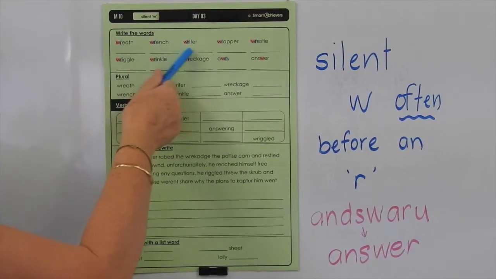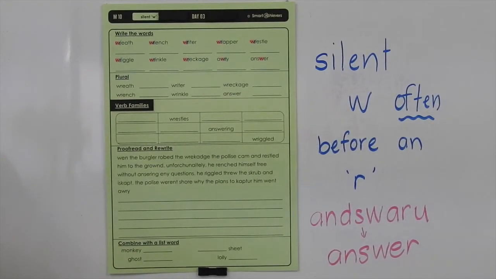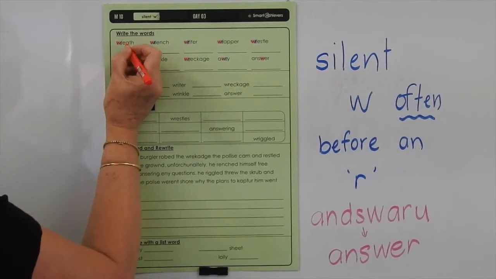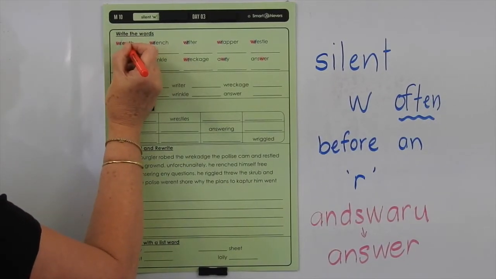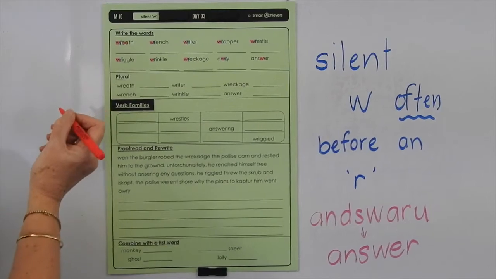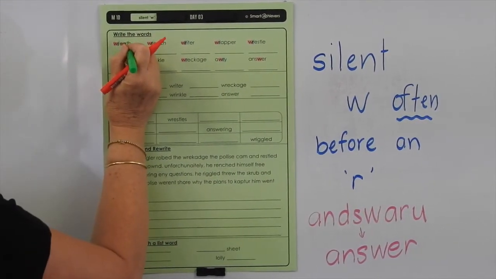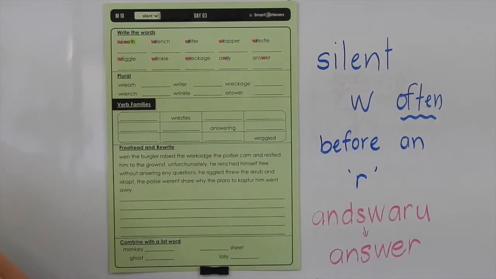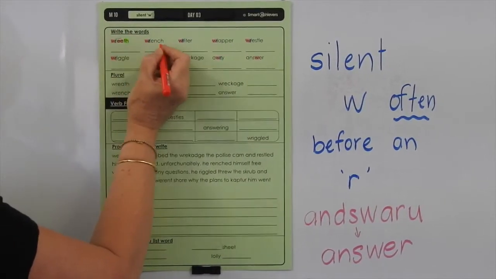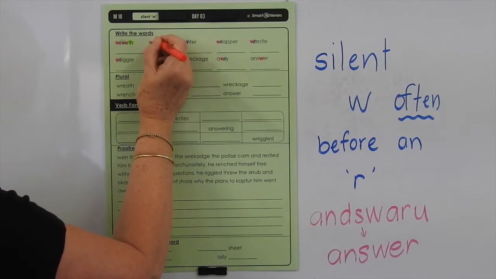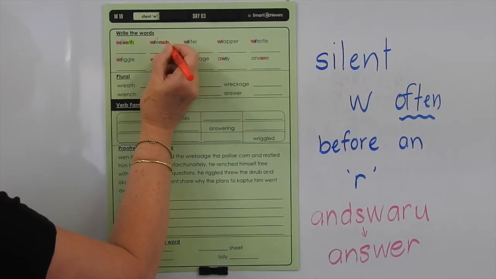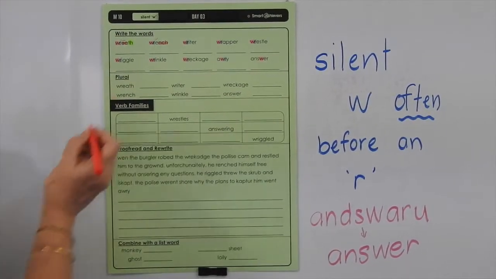So let's have a look at what we've got in these words. Apart from the silent W, which often precedes an R, we've got wreath. So we're going to colour in that long E sound too, and we need another colour as well for the TH on the end. So that's making a long E sound. Here we've got wrench, so we've got a short vowel sound, so we're putting NCH after a short vowel.